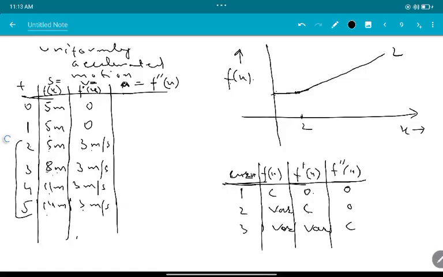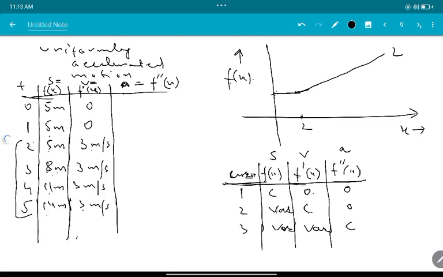For curve number 1, everything is okay. It is simple. But for curve number 2, f(x) means distance. Let me write it, distance. This means velocity. This means acceleration. Now f(x), what is the distance? Distance is variable. In curve number 2, distance is variable. Distance is changing. We will confine our discussion to this, from the second to the fifth second.